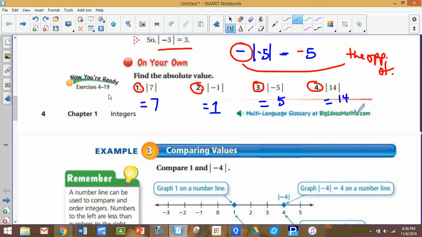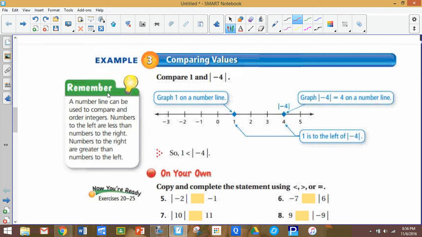Okay, so let's look at example 3. Example 3 now has us comparing integers. It is really important that you understand what I'm highlighting over here, this remembering part: a number line can be used to compare and order integers. Numbers to the left are less than numbers to the right. So the further it is on the right, the bigger it is. That's the bigger number.